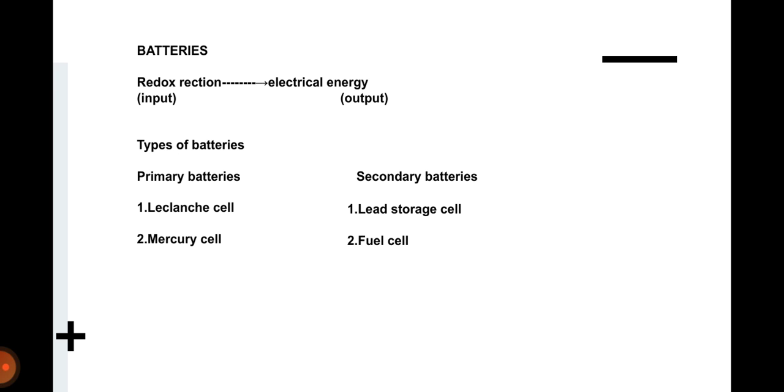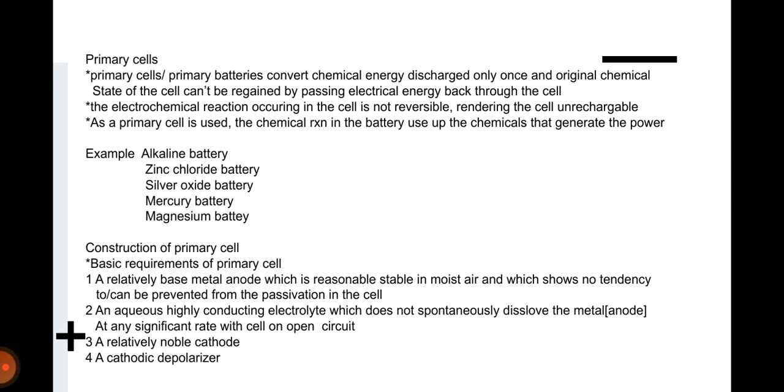In this, we have two types of batteries: primary batteries and secondary batteries. Primary batteries are the lithium battery and mercury battery. Secondary batteries are the lead storage battery and fuel batteries. Primary batteries convert chemical energy and can be discharged only once. We can use it only once and cannot use it again. The electrochemical reactions occurring in the cell are not reversible and it is not rechargeable. Examples are alkaline batteries, zinc chloride, silver oxide, and mercury battery.